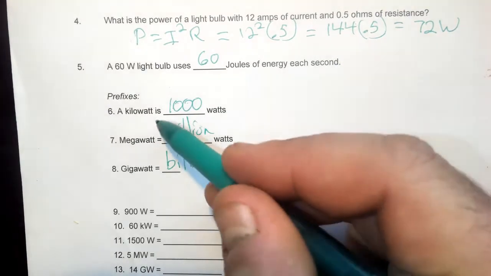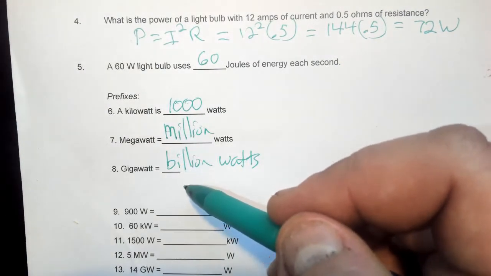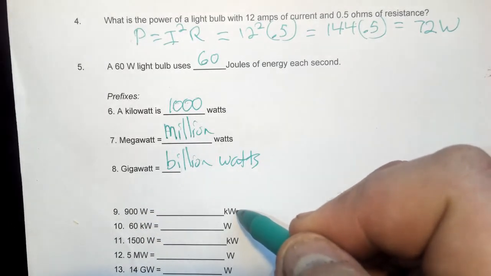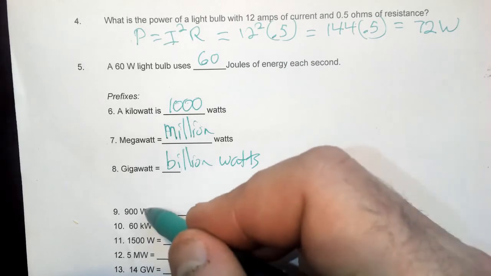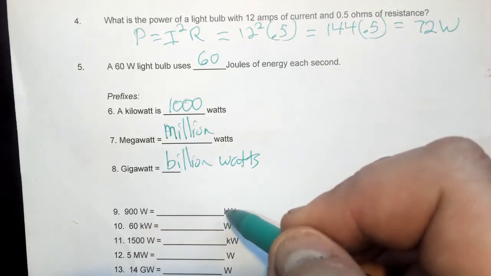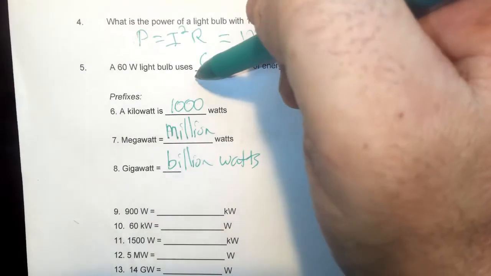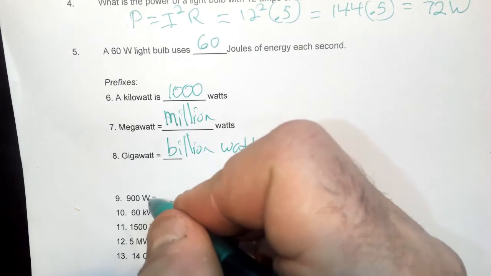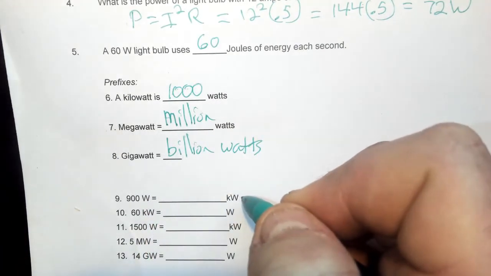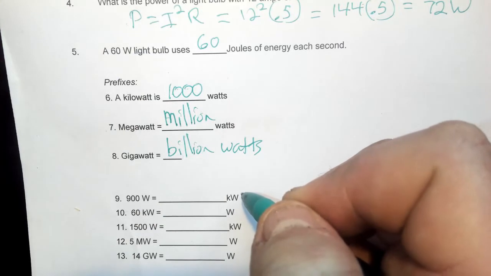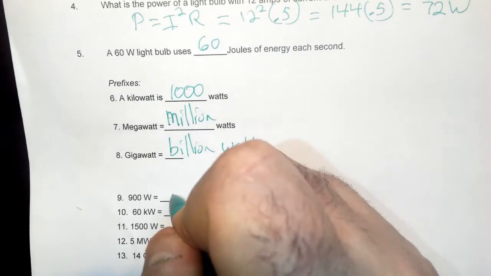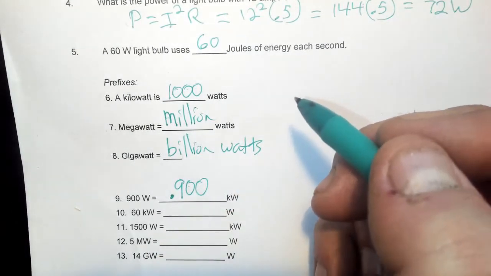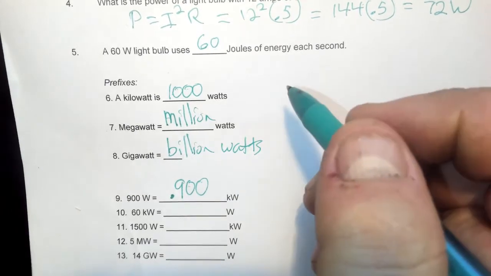So let's convert with these prefixes. 900 watts is how many kilowatts? Well, a kilowatt is 1,000. So to convert from watts to kilowatts, we're going to move the decimal point over 3 places because of the 3 zeros in 1,000. 900 is not quite up to 1 kilowatt, so I want to move the decimal point in a way to get less than 1. So I'm going to move it over 3 places, and I'll get 0.900 kilowatts. And those zeros are optional.